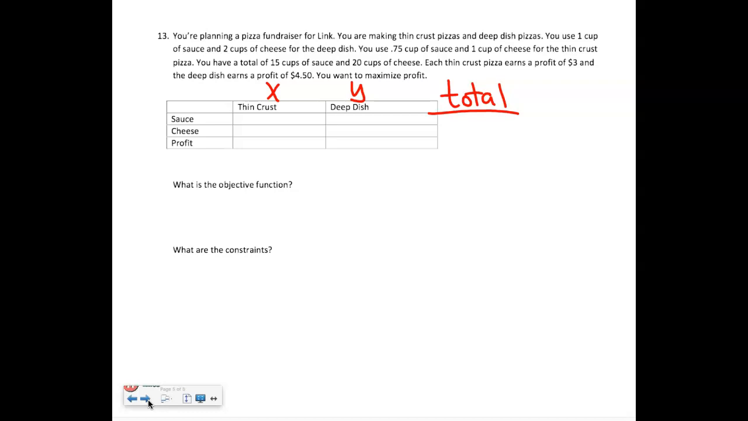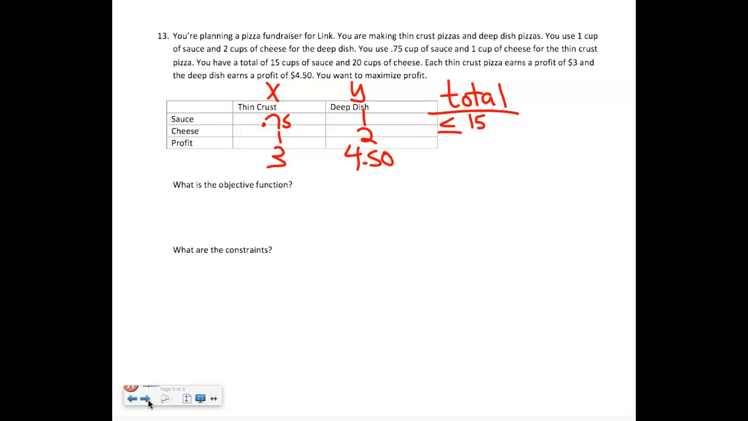So thin crust, I see it uses 0.75 of sauce, 1 cup of cheese, and we make a profit of $3. Our deep dish, we use 1 cup of sauce, 2 cups of cheese, and we have a profit of $4.50. All right, our pizza place has altogether 15 cups of sauce. So what that means is our company can't go above that. That's all they have. So I'm going to say less than or equal to.